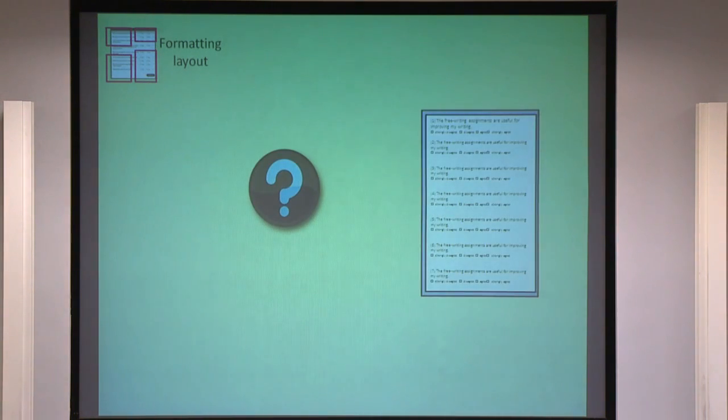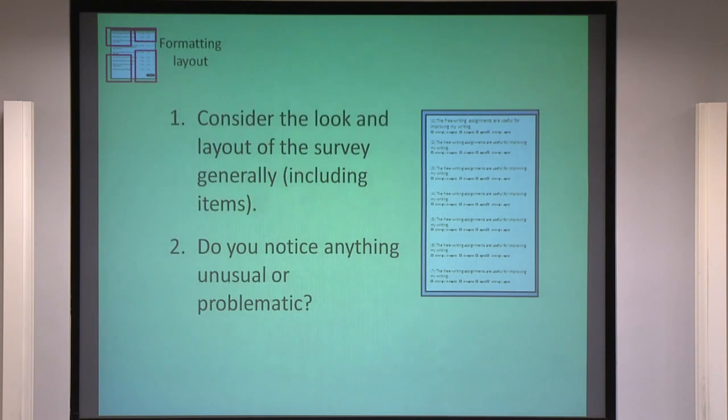So another look at this, if you don't mind, if you can bear it. This time, though, consider the look and the layout of the survey. Maybe some of the ordering issues that came up earlier. Do you notice anything unusual or problematic with respect to how it looks, how the items are ordered, etc.?